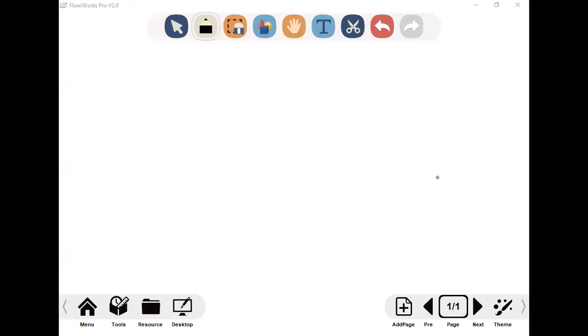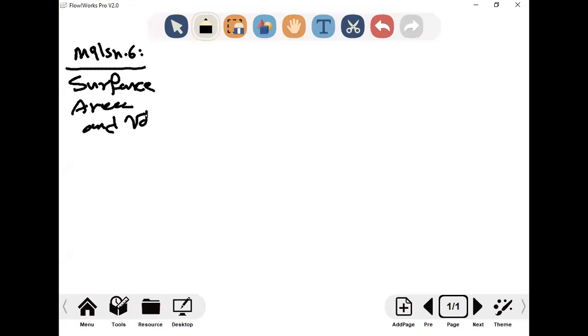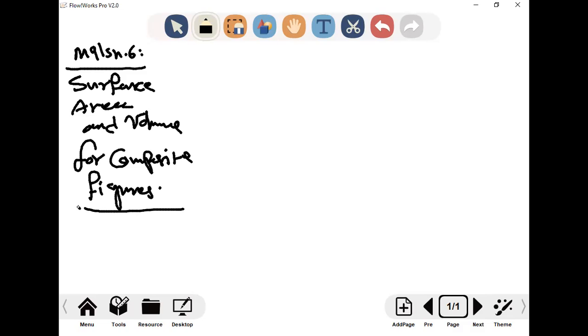We are on module 9, lesson 6, surface area and volume, composite figures. Page 497, and today is 10 February.